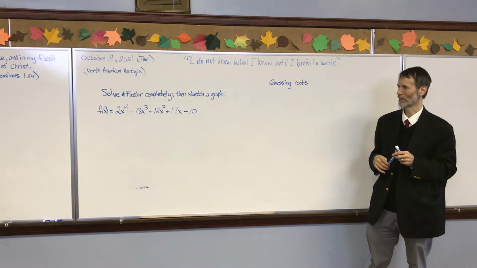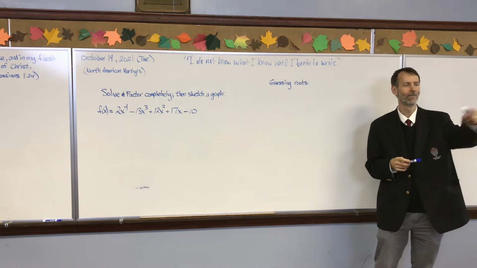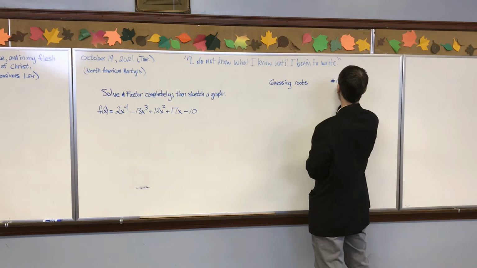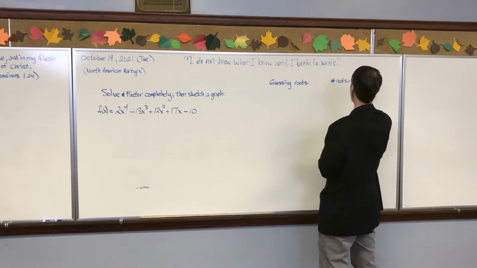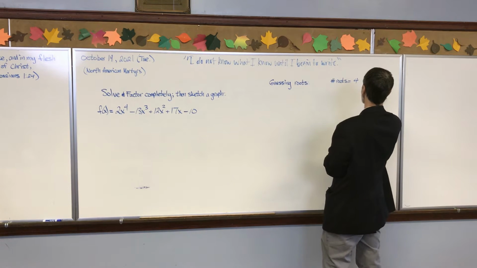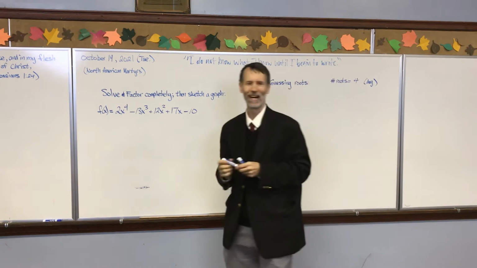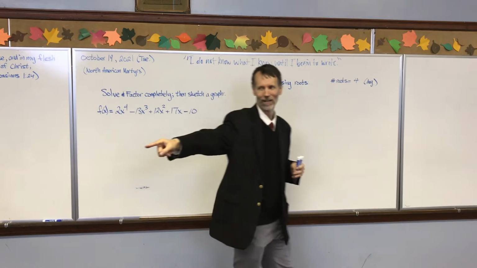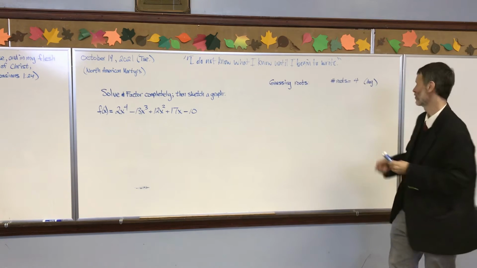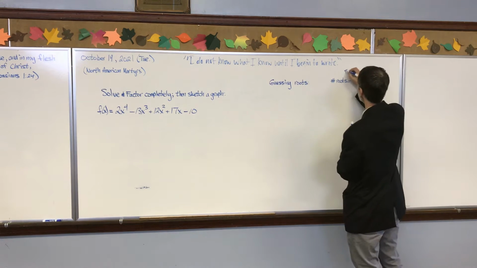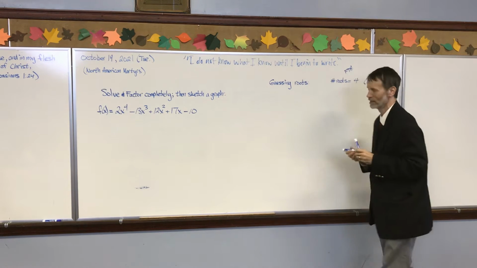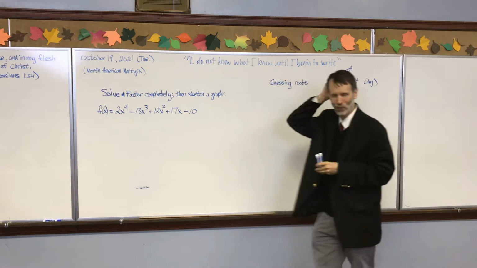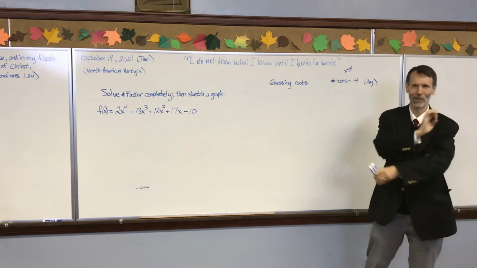First of all, how many roots am I looking for? 4. How do you know that? Because it's the degree. Anybody remember the name of the theorem that says that? The fundamental theorem of algebra says that the number of roots in any polynomial is equal to its degree. So we know we're going to have 4 roots, so once we find 4, stop guessing. That's at least somewhat helpful.